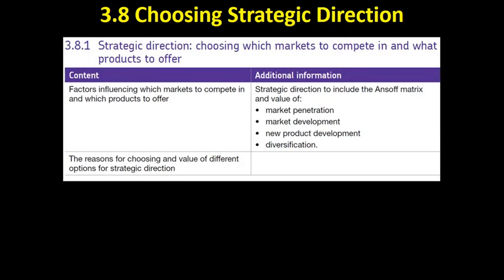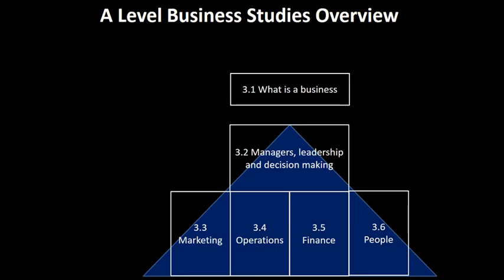This video is the first in a series on Unit 3.8, and I'm going to introduce Ansoff's matrix. Unit 3.8 is called Choosing Strategic Direction, and in 3.8.1 we're looking at choosing which markets to compete in and what products to offer. A very useful model when we're considering this is Ansoff's matrix.